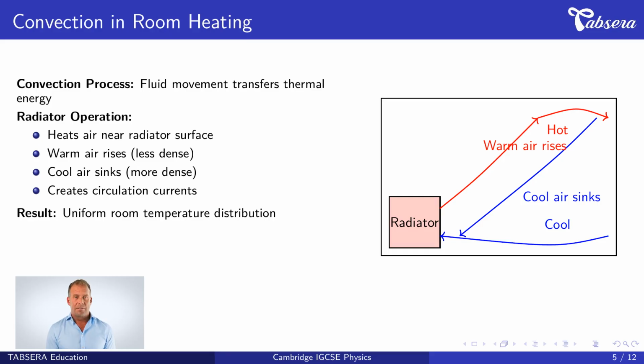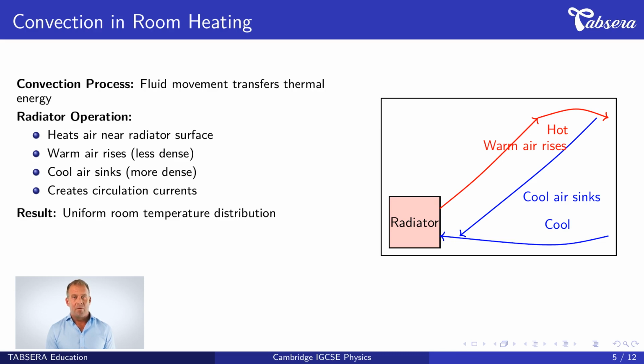Now we examine convection in room heating. The convection process involves fluid movement transferring thermal energy. Unlike conduction, the particles themselves move, carrying energy with them. Radiator operation follows this sequence. First, the radiator heats air near its surface.